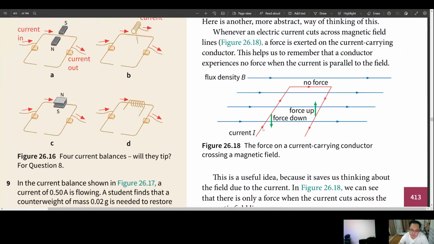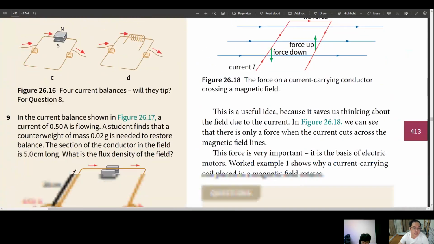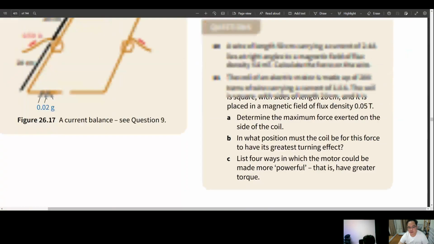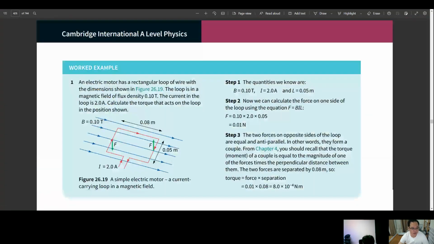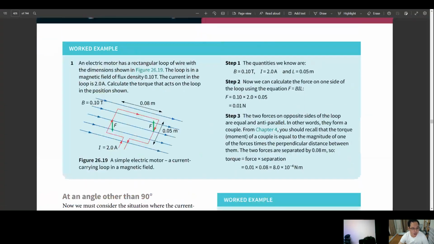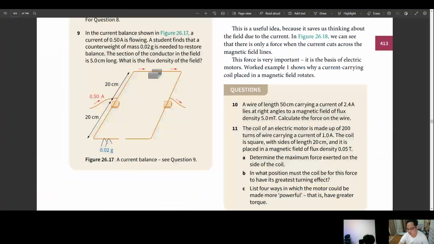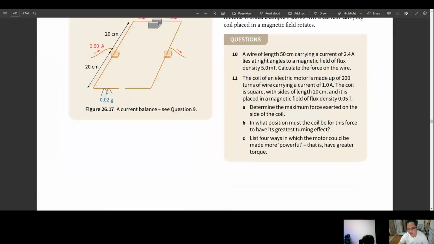So using this property, the direction of the force, we can invent. Actually, the scientists and engineers did invent the electric motor. And there are some other questions down here. Electric motor will be the next topic. Let's do this question first before. Electric motor. Okay.